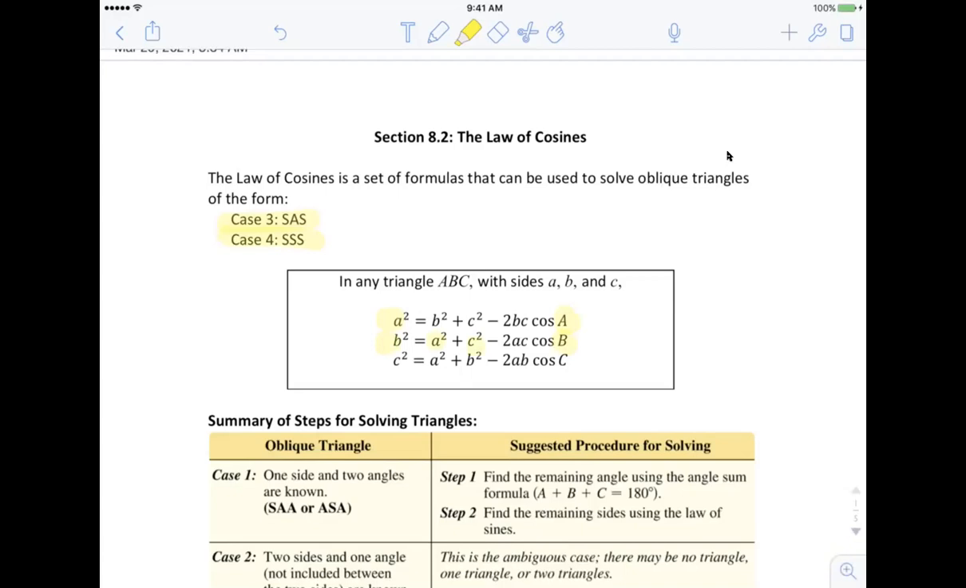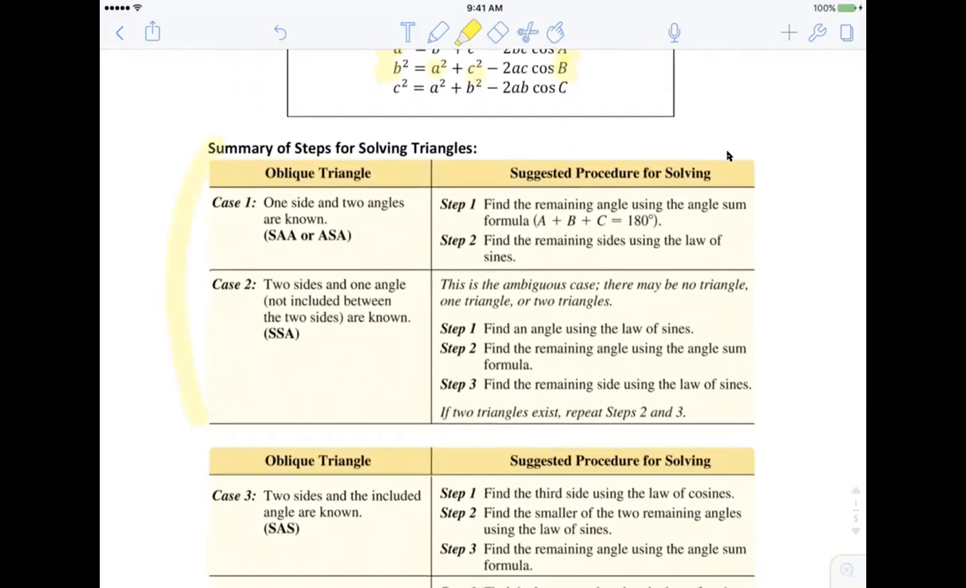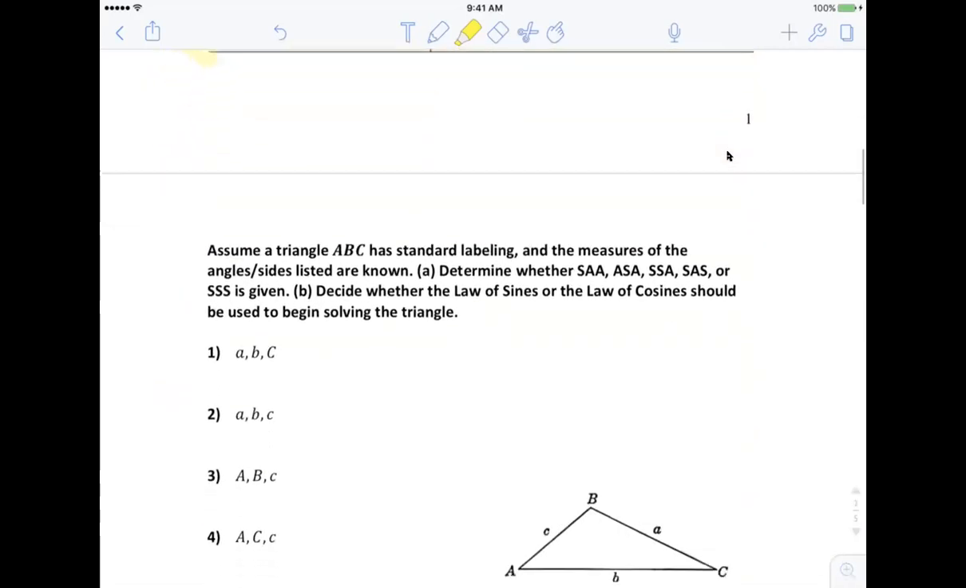So in the rest of this front page, these are the cases as a summary from the previous section, the law of sines, those two cases, and then the two new cases are here. I've provided the steps involved in all of those cases, so it's a good reference page as you go through. We'll jump into some examples.